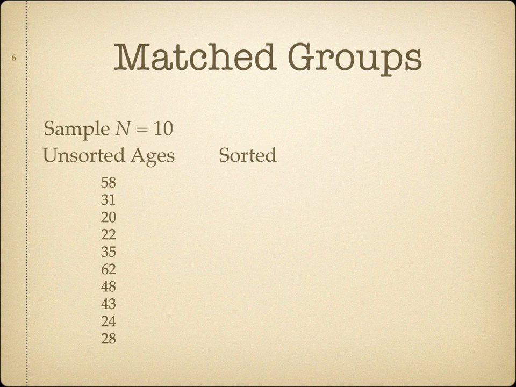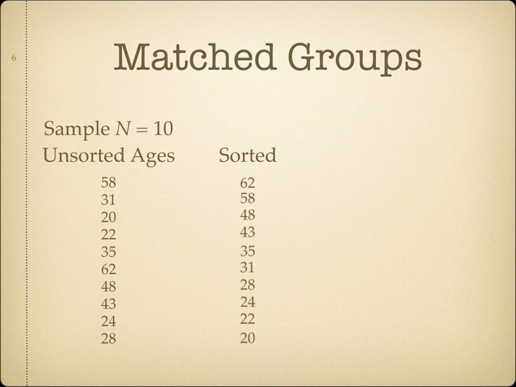So let's imagine that we've got 10 people that have been brought into this study, and this is what they look like by unsorted ages. We have a person who's 58, a person who's 31, 20, 22, and so forth. And what we're going to do is we're going to sort them. The 20-year-old is the youngest person in the group, and a 22-year-old is next youngest, 24, 28, and so forth, and all the rest of them.